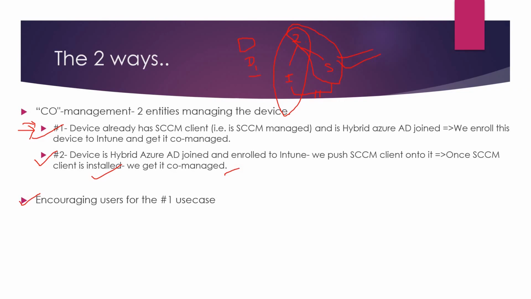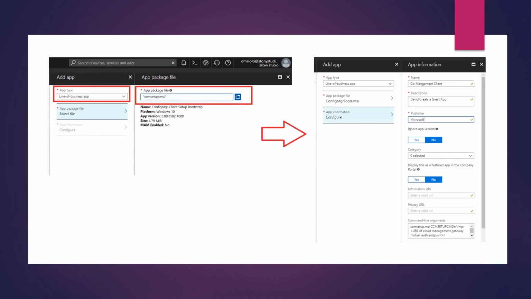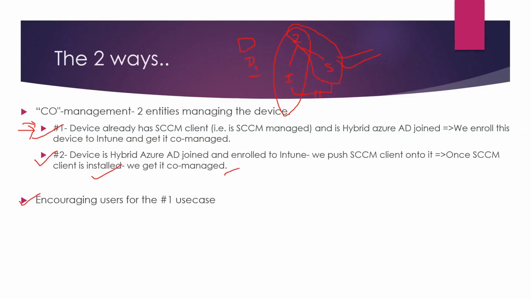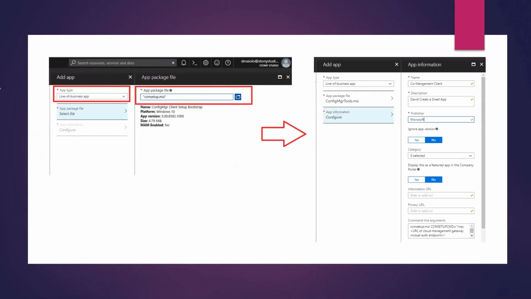So this is just a snapshot for the second use case. If we want to push the SCCM client onto a device, we are going to go to Intune, and we have an option of uploading the MSI. So we are going to upload the CCM setup MSI from Intune as a LOB application, and then we are going to put in the command whatever needs to be put in, and this is going to be installed on the device. Once it is installed, the device is going to communicate with the CMG to get the policies.